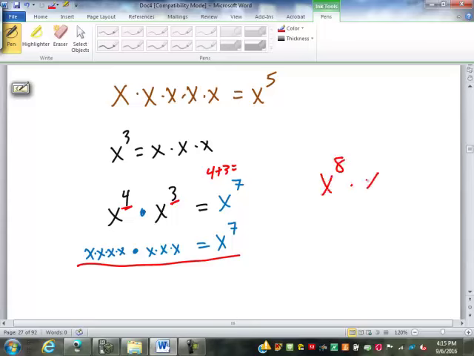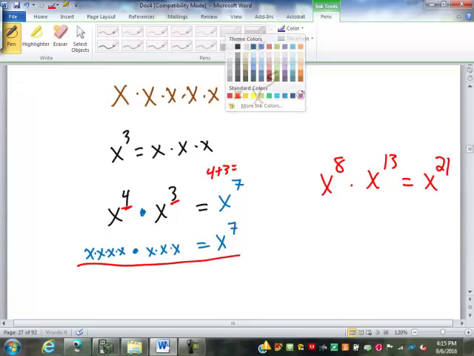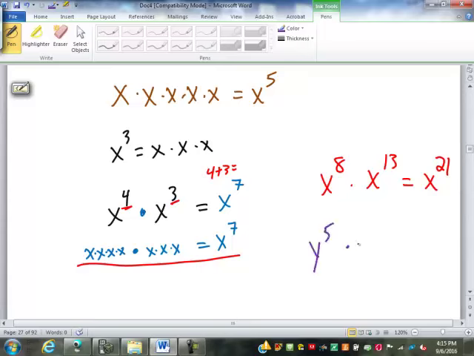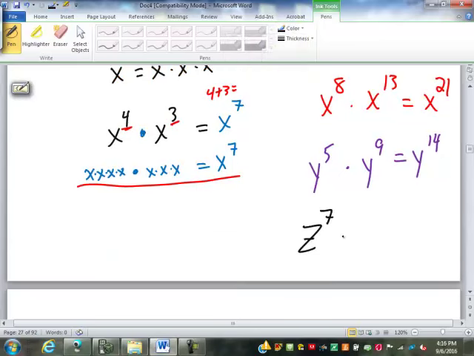So x to the 8th times x to the 13th gives us x to the 21. 8 plus 13 is 21. So y to the 5th times y to the 9th becomes y to the 14. Z to the 7th times p to the 4th becomes, perfect, z to the 7th, p to the 4th. They have different bases in their powers. I cannot add the powers. I cannot combine the powers.